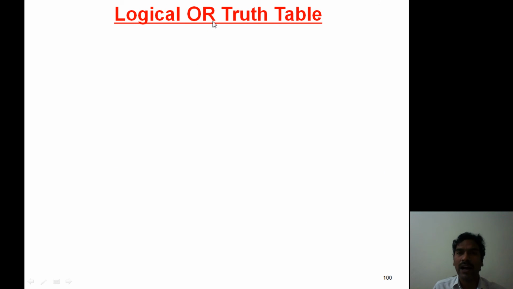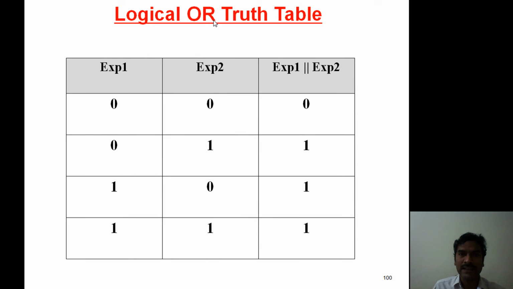Then the logical OR truth table. The same format, logical OR is also a binary operator. Now expression 1, expression 2, combinations 0 0, 0 1, 1 0, 1 1. Now the combination format, expression 1 logical OR expression 2. Here 0 0, combination is 0; 0 1, combination 1; 1 0, combination 1; 1 1, combination 1.